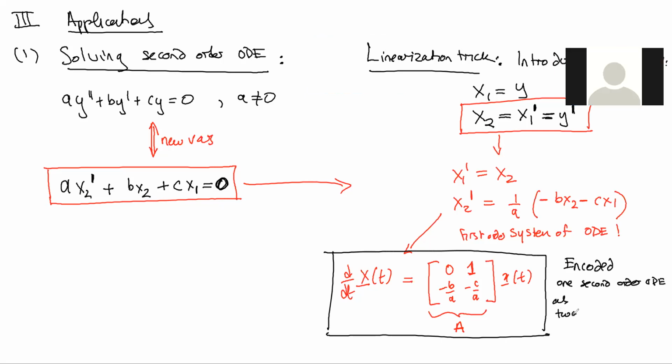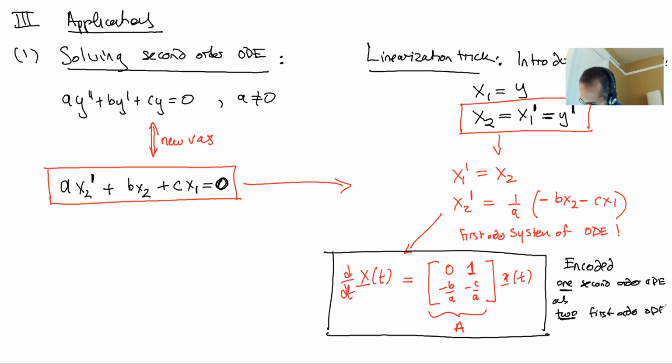Wait, why do you even need to set x1 equals y? Why can't you just leave it? Yeah, you can just leave it as y. I just called it x because in that part of the chapter we're using x as a variable. The x1 equals y is not a real equation, right? Because I'm just renaming the variable.